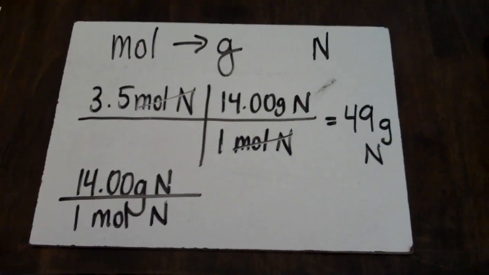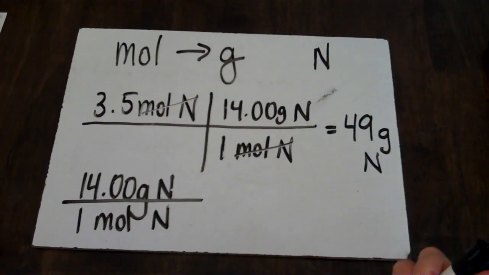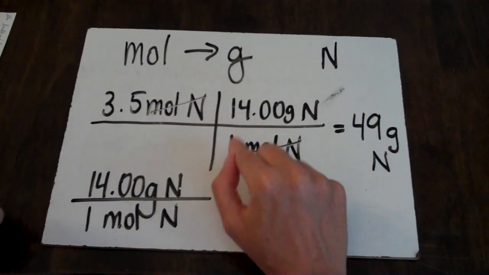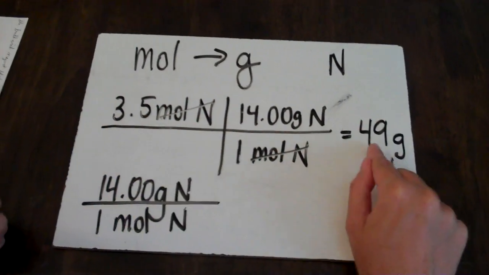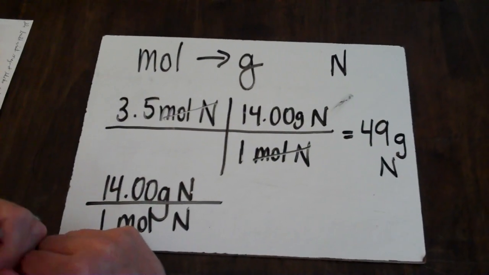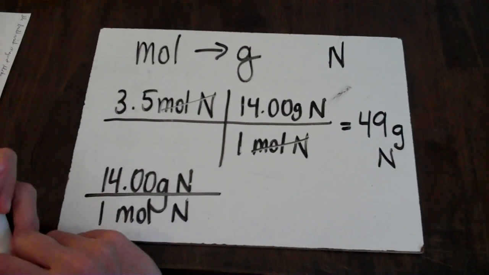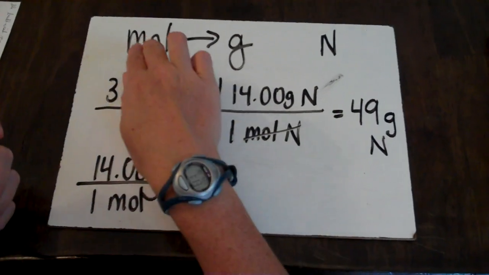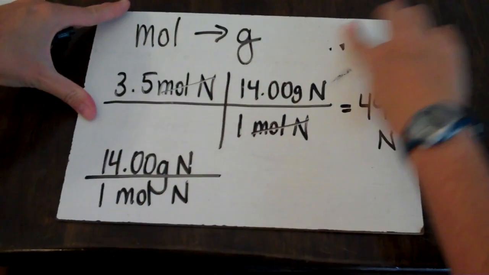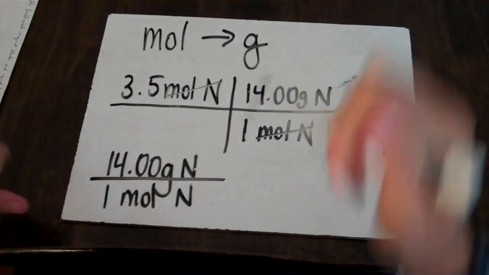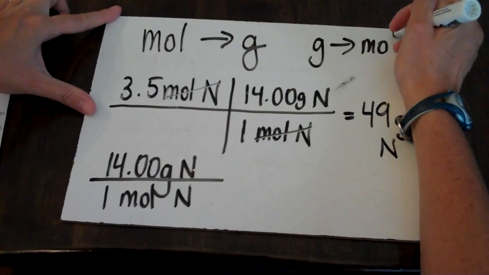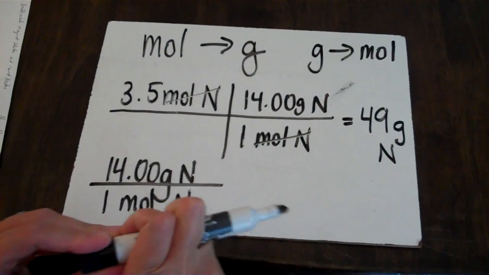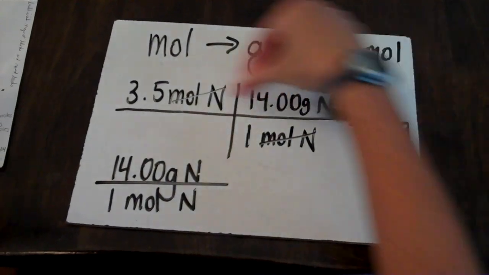And let's ask ourselves for a second, does that make sense? Well, let's think. If 1 mole has 14 grams and we have 3.5 times that, the number 49 makes pretty decent sense, I would say. Okay, so that's how you go from moles to grams. I'm sure with this on the board, you could probably figure out how to go from grams to moles. And I think a really good thing to do is to take our answer from here and see if we can work backwards to get our 3.5 back.